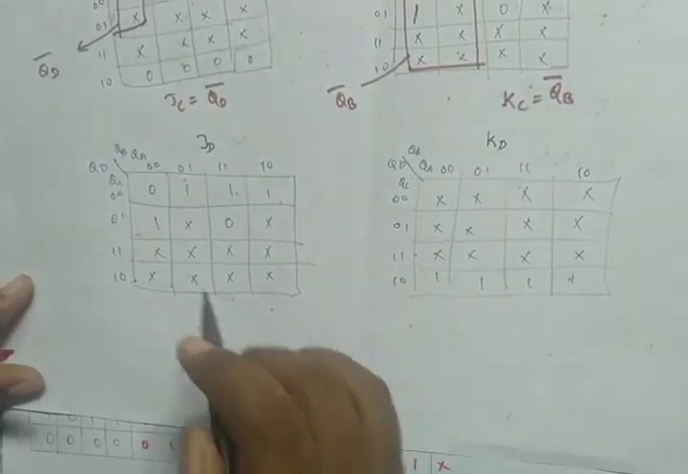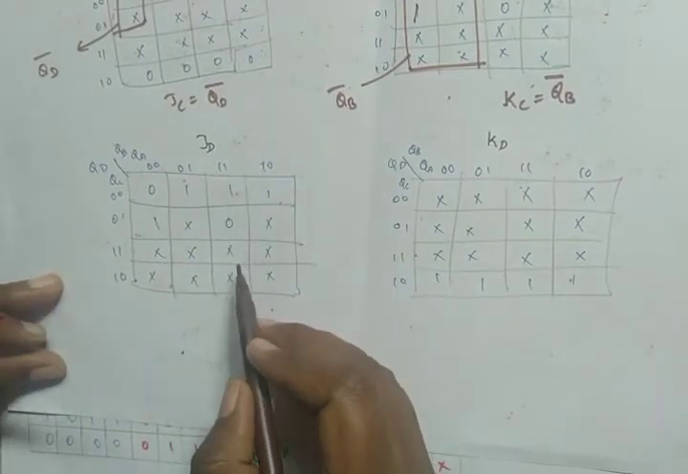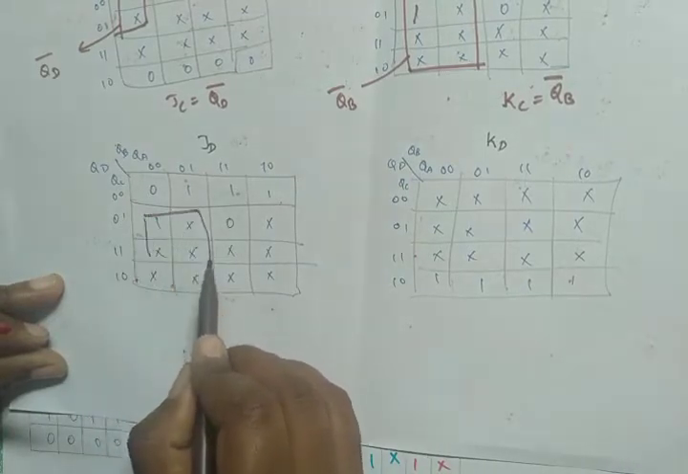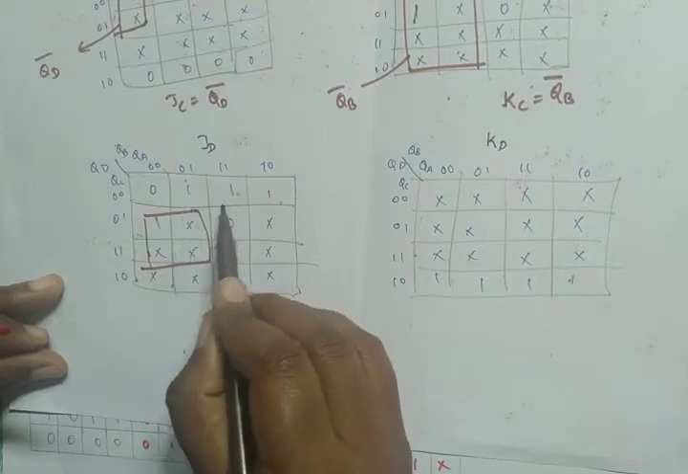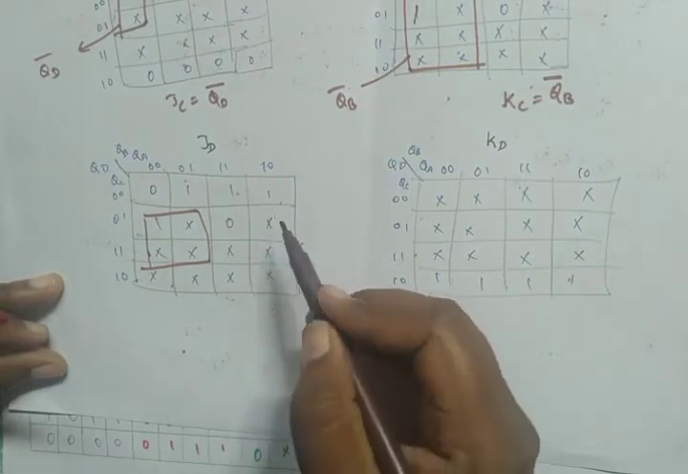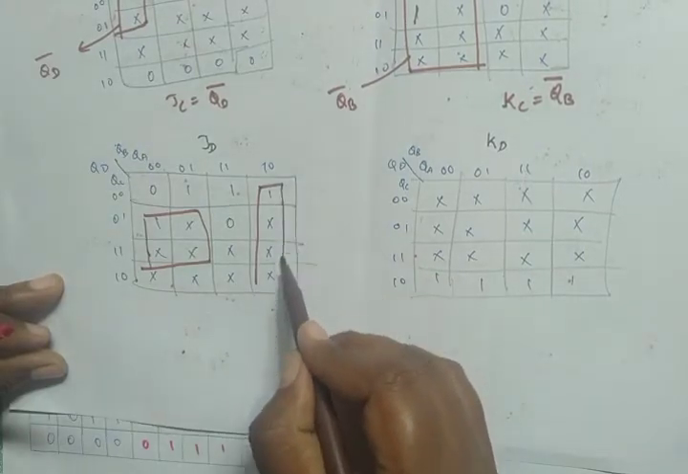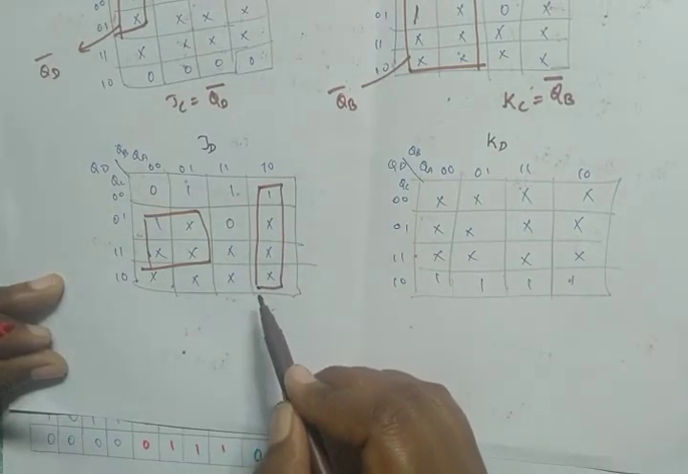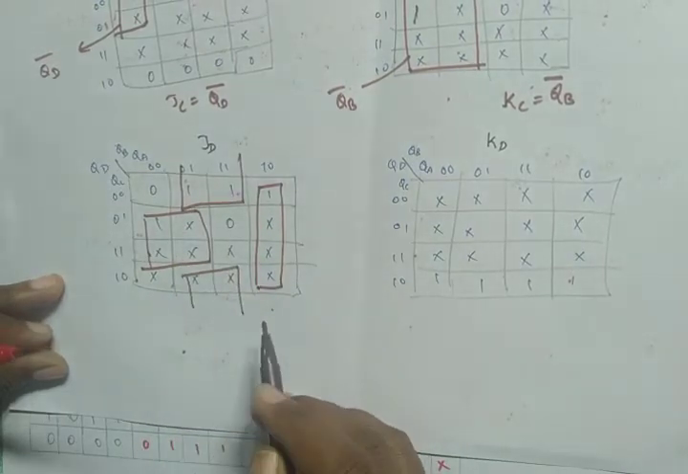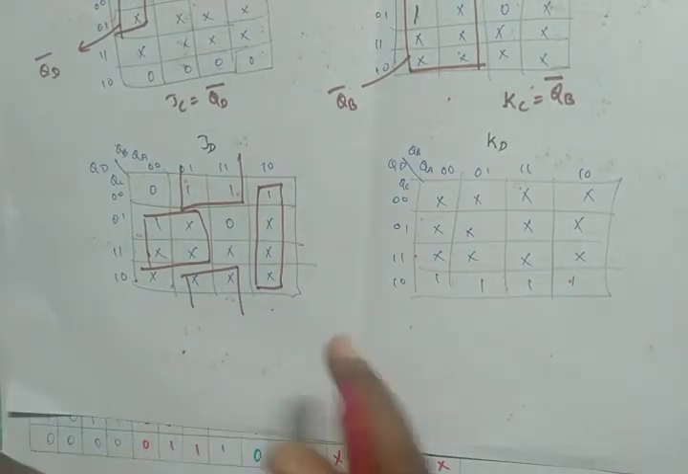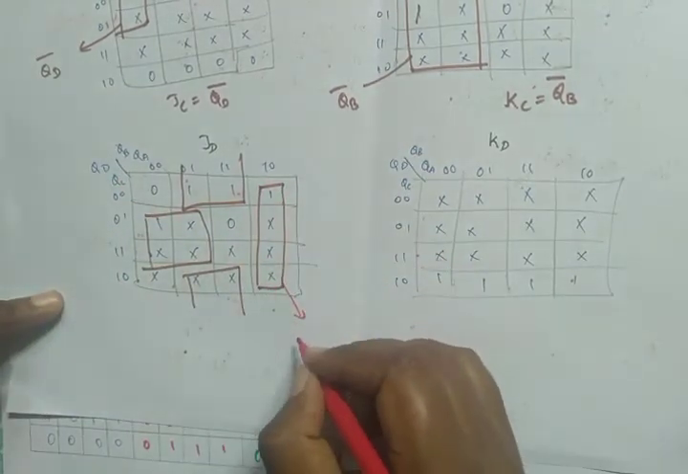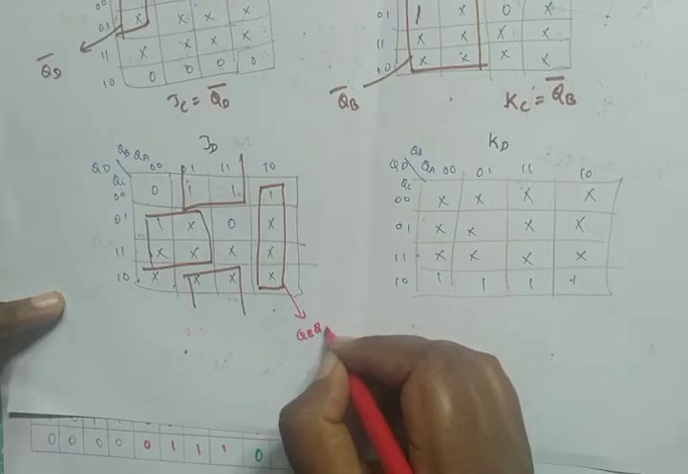Then next one, let us move on to the JD. So here we have 1 XX. So let us combine this as 4, and here we have 1 1 1 1. This is JD. Now we can combine this 4, and what we can do is we have this 1 1 and here we have XX. So we can combine this like this. Now what is the answer for this? Here everything gets cancelled. So here we have QB QA bar.